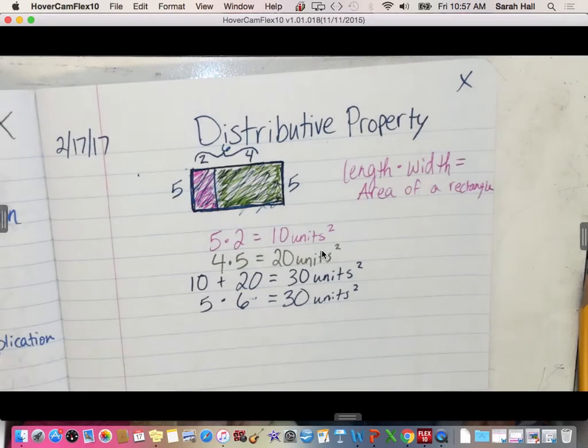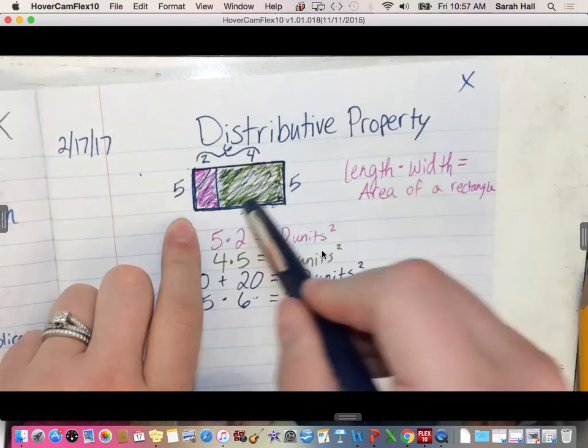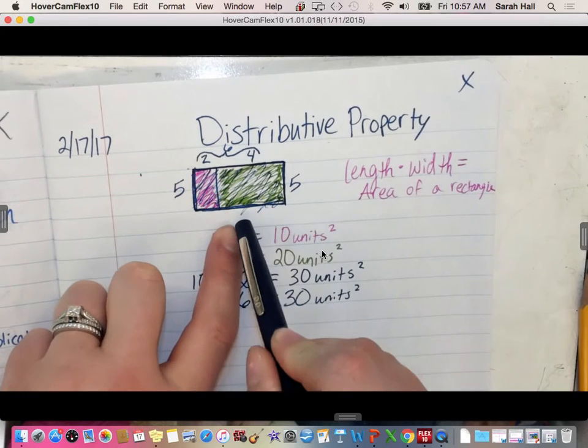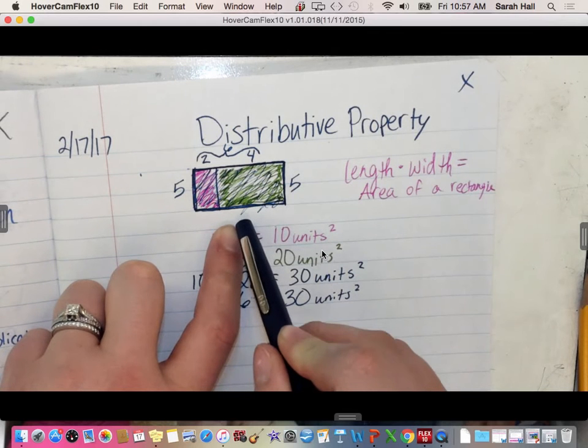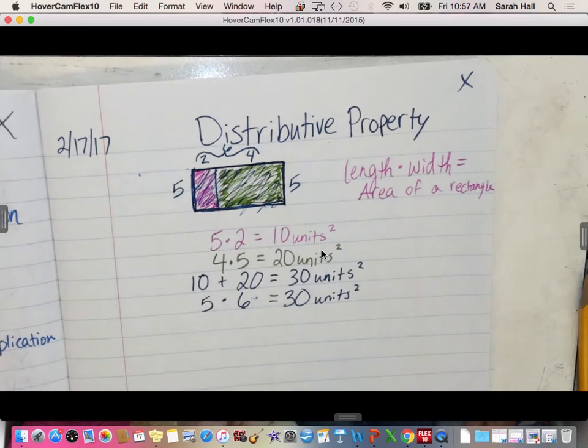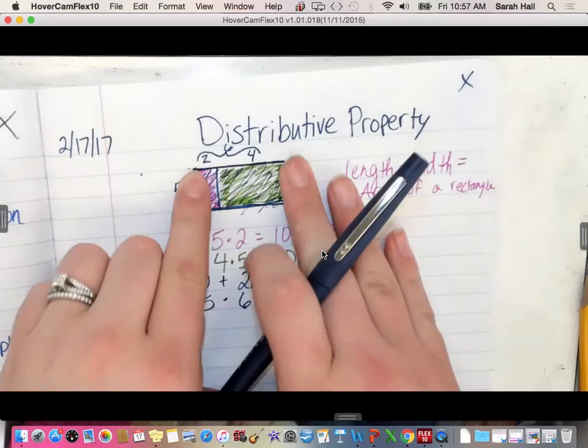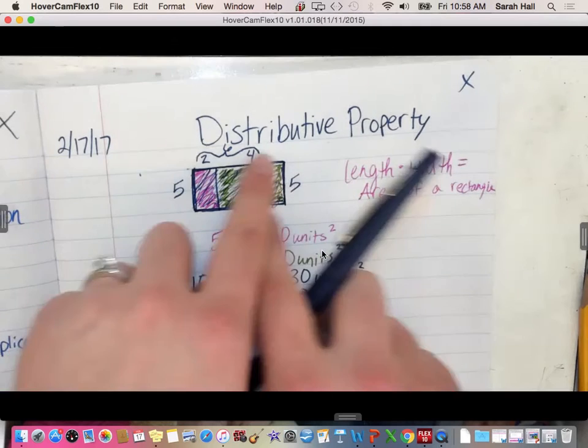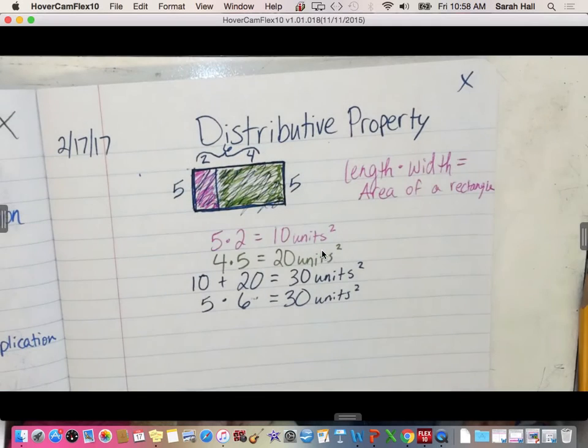Dylan, say it again. That's a good question. Do I need all of these numbers to find my area? It's the same. How do I know that it has to be the same? To have a rectangle, these have to be equal, and these have to be equal. That's why we only take one of each.